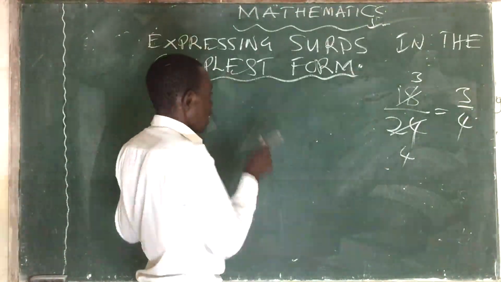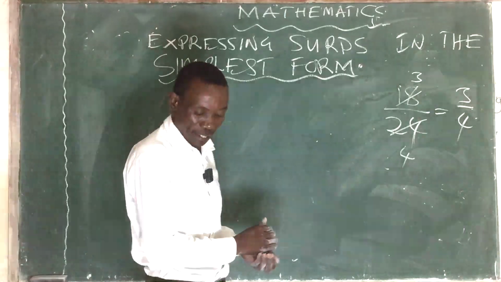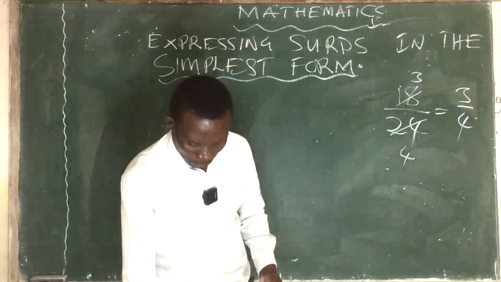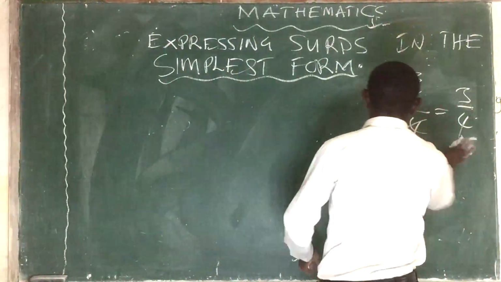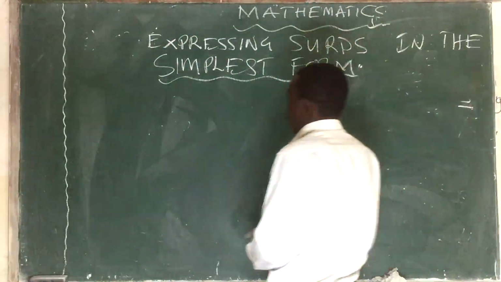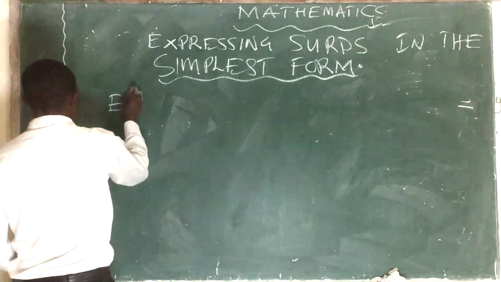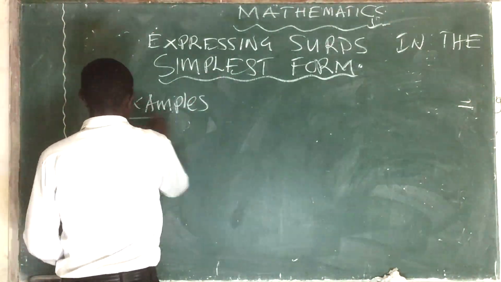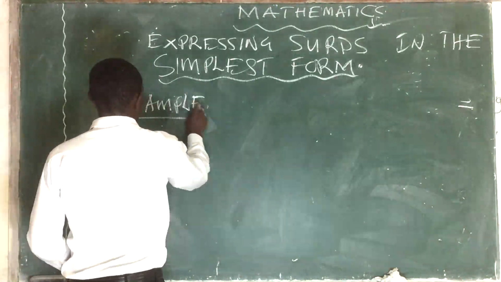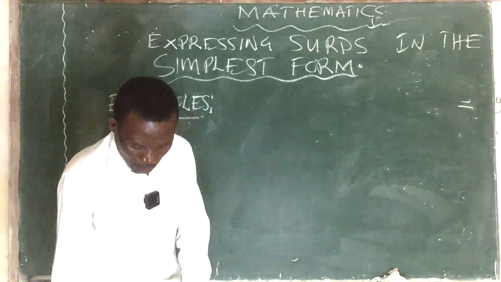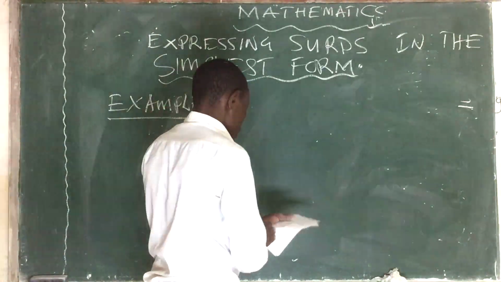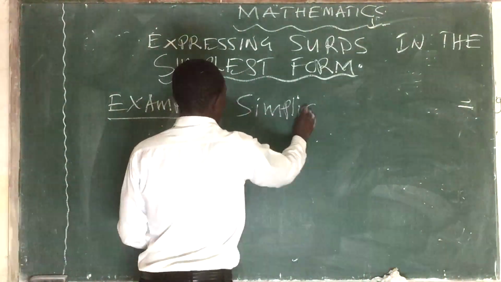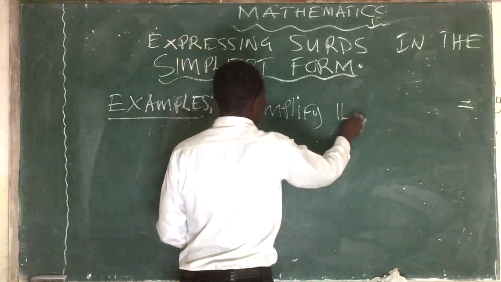So now, what about the surds? How do you simplify the surds? Let us have the following examples. Can you copy these examples? Simplify the following.